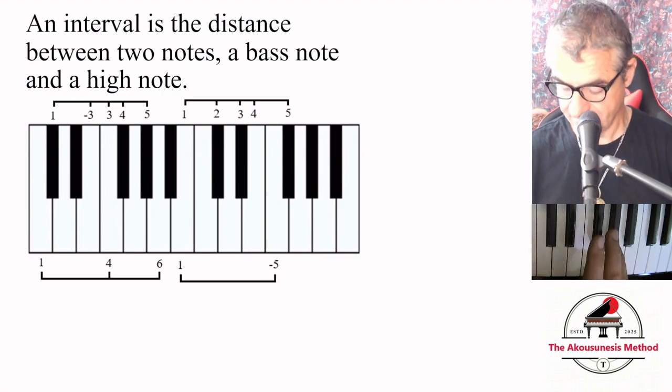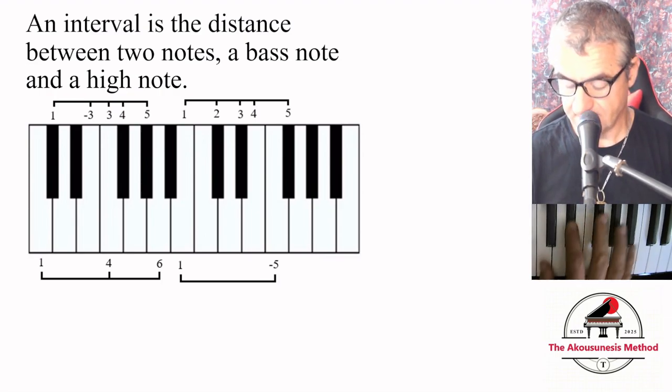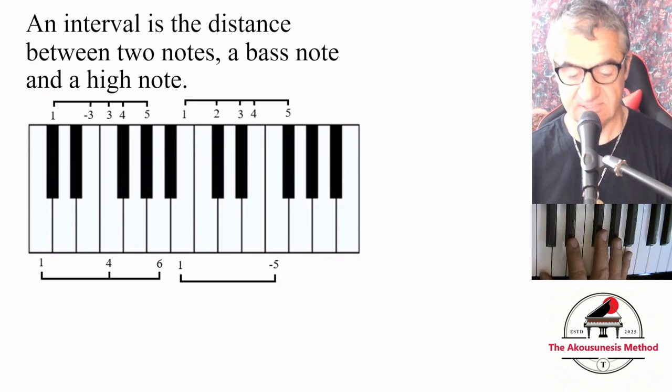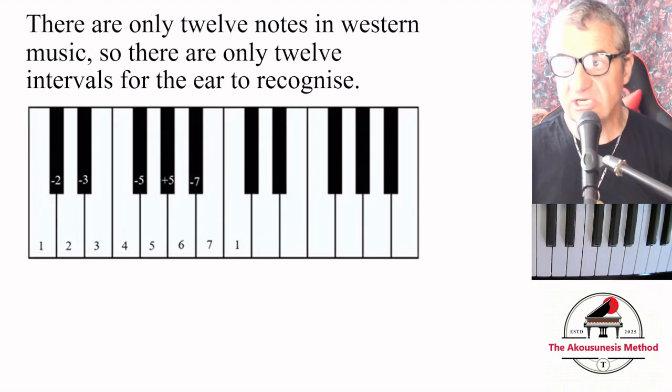Right? And they all have a particular sound. Now, there's only 12 intervals in Western music, so there's only 12 intervals for the ear to recognise.